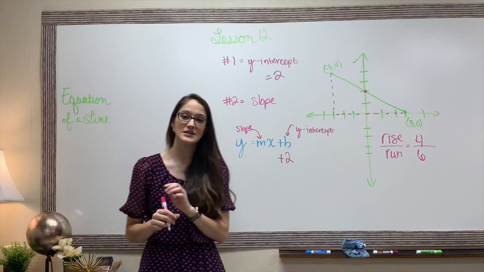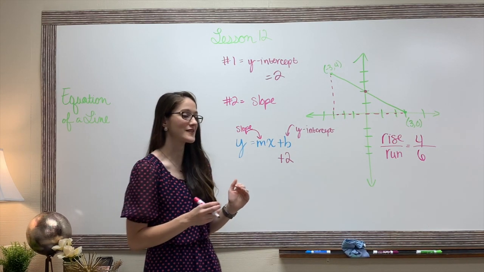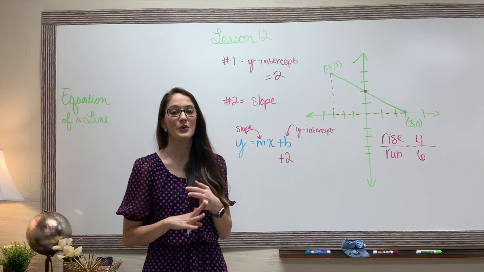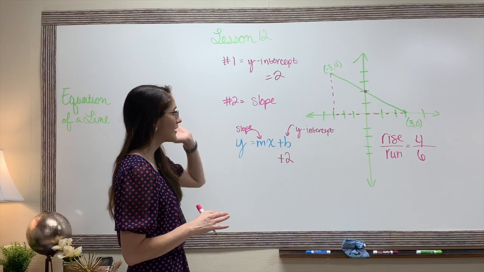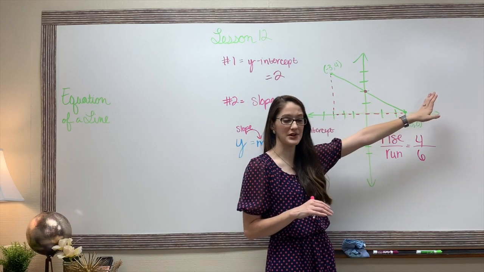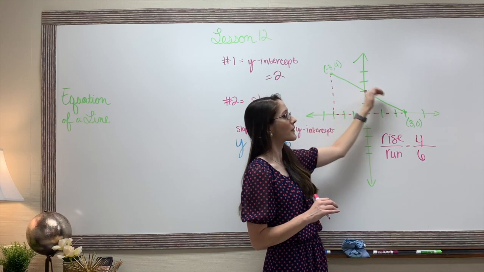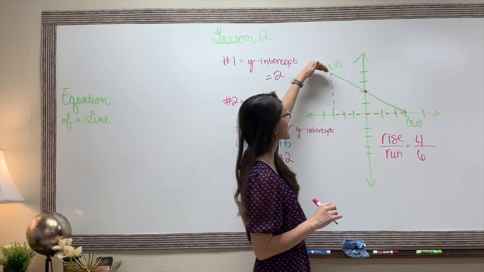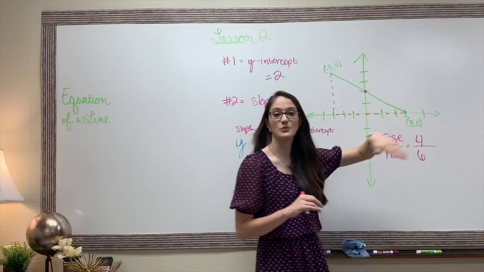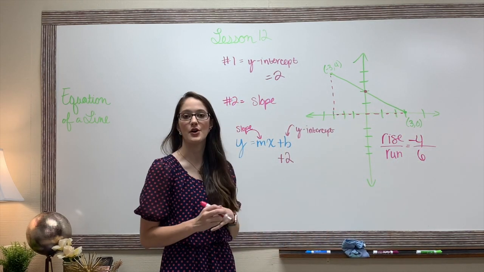There's one other piece of information I have to look at whenever I am working with my slope, and that is, is it a positive slope or a negative slope? And the way I think about it is reading left to right, because that's how we read. Reading left to right with my line, am I going up a hill or down a hill? And in this case, I'm going down. So this would be a negative slope. So down 4 and over 6.